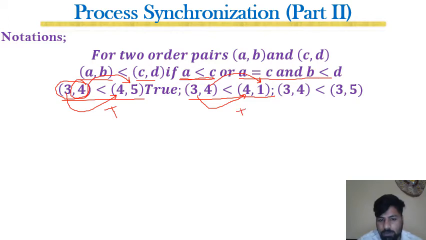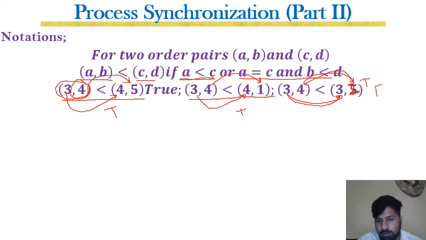In the third case, we can see here that the first element of the first ordered pair is equal to the first element of the second ordered pair. So in this case, we need to compare the second elements. And in this case, you can see that 4 is less than 5, so we will also say that this part is true. For example, if there were 2 instead of 5 here, then the condition would not be true. You can see here that although 3 is equal to 3, 4 is not less than 2, so this will become false. Right?